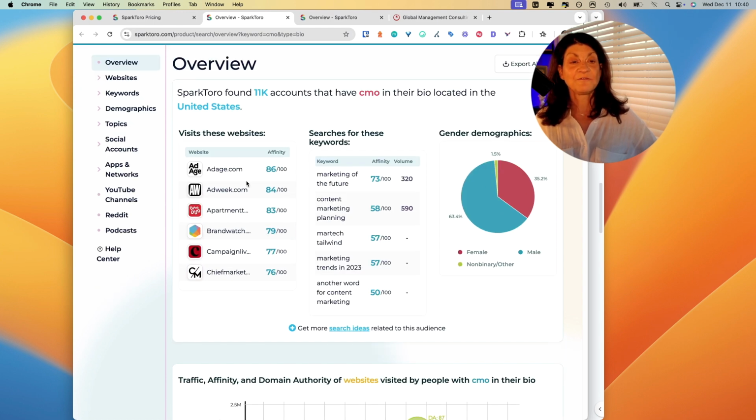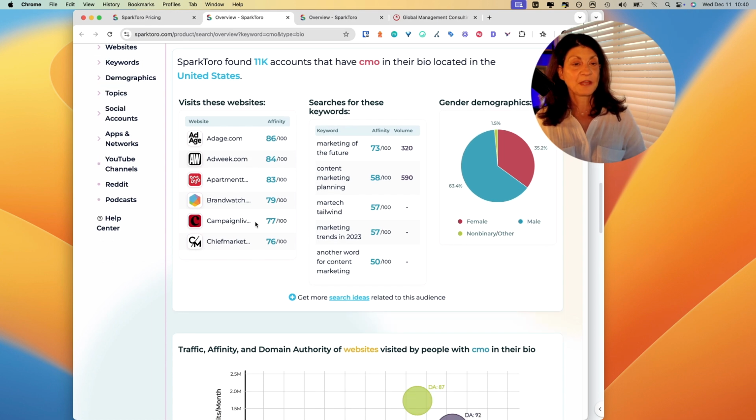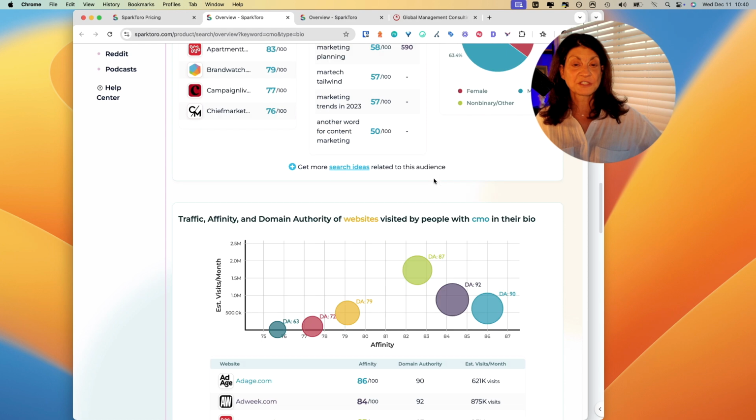And they typically, not surprisingly, visit Ad Age, Adweek, and some of the chief marketing officer sites. Some of these are one-offs, but we can understand the searches for the keywords: marketing of the future, content marketing planning. Again, these are interesting, but we're not gaining a lot from them, because we would probably assume these websites and these different search keywords.